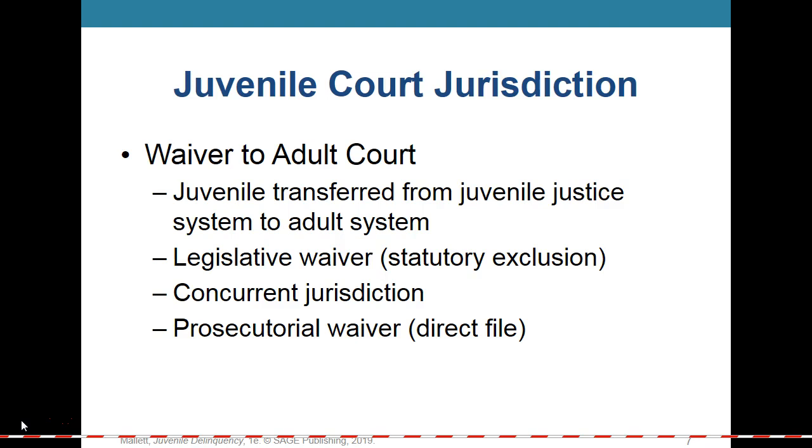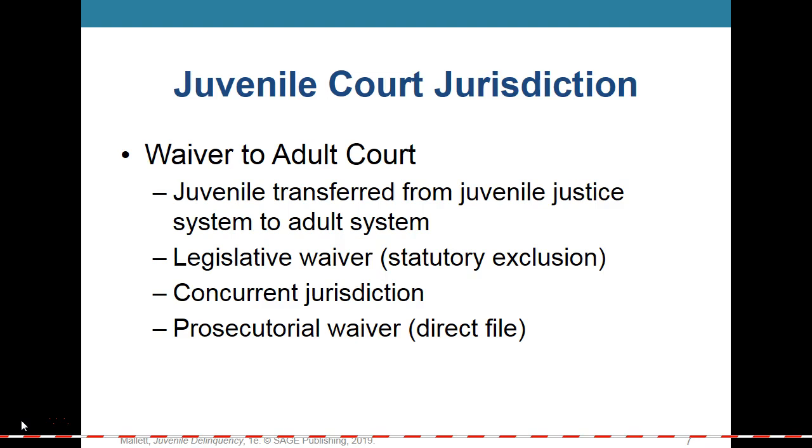Concurrent jurisdiction. This is when there are certain offenses that are in the jurisdiction of both the juvenile justice system and the criminal justice system. As I said, we're going to talk about this in more detail. We also have the prosecutorial waiver, where prosecutors have the discretion to decide whether or not to transfer such cases to the criminal court system.